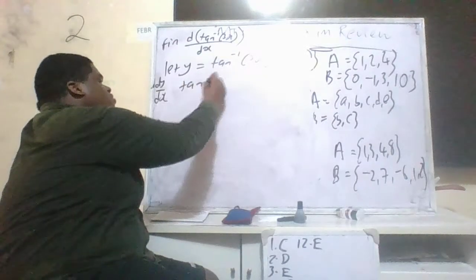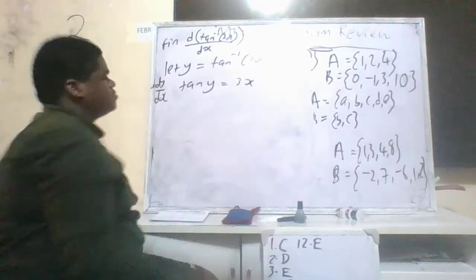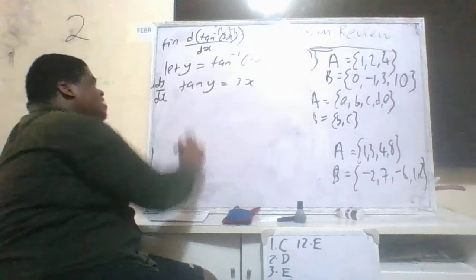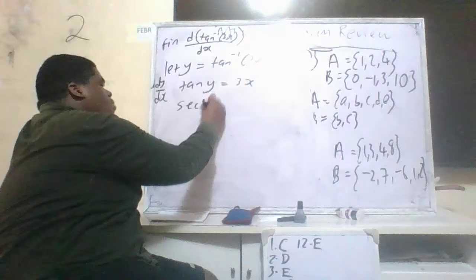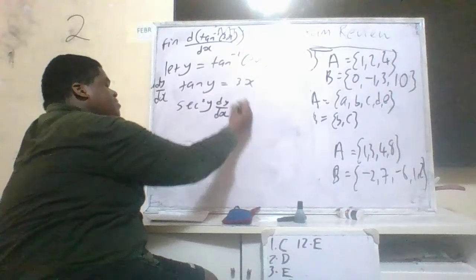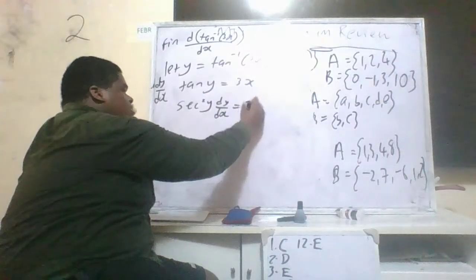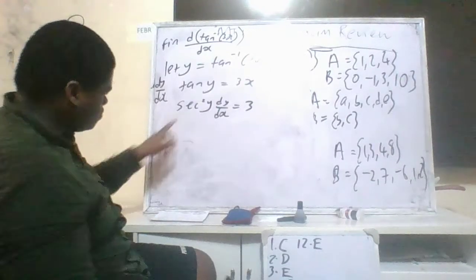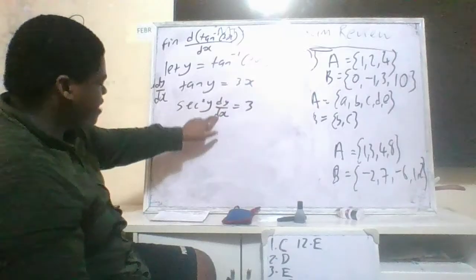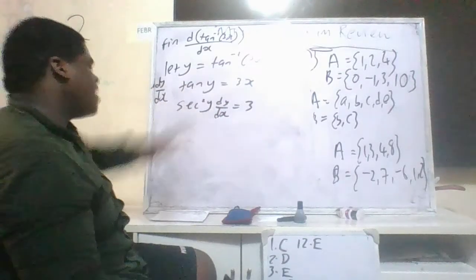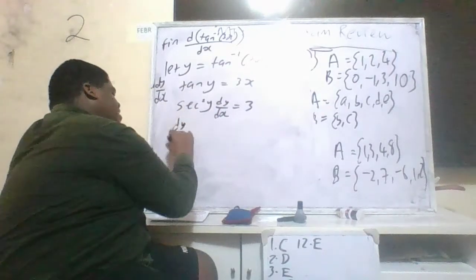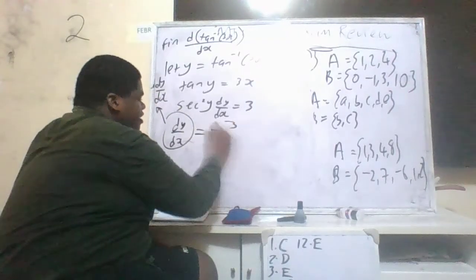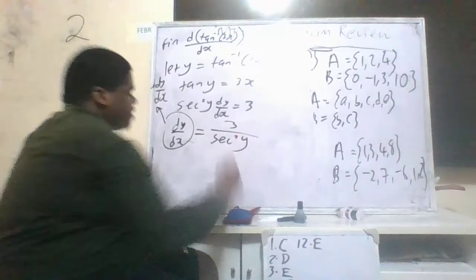So y is equal to tan inverse of 3x. Then that means tan y is equal to 3x. Find the tangent of both sides. Differentiate both sides, you have sec square y dy dx is equal to 3. Now remember, we're looking for dy dx, not sec square y dy dx. So divide both sides by sec square y. You have dy dx is equal to 3 divided by sec square y.